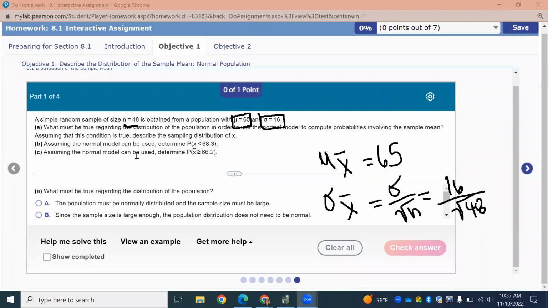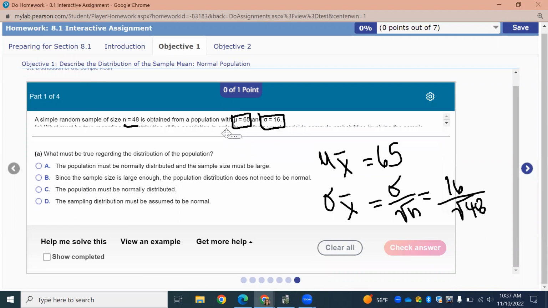What must be true regarding the distribution of the population? There are more than 2 choices. A says the population must be normally distributed and the sample size must be large. Maybe. B, since the sample size is large enough, the population distribution does not need to be normal. Maybe. C, the population must be normally distributed. Maybe, or the sampling distribution must be assumed to be normal.